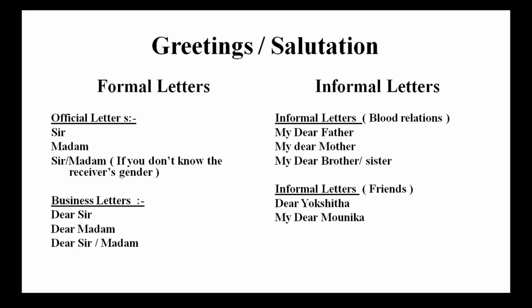Now coming to informal letters, when a letter is written to our blood relations, the salutation is like my dear father, my dear mother, my dear sister or brother. And when the letter is to our friends, the salutation is like dear Yokshita, dear Maunika, etc. So we should not use my dear friend or dear friend. The friend's name is to be written in the salutation.